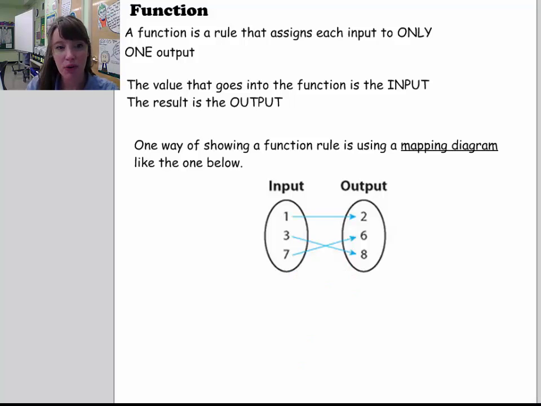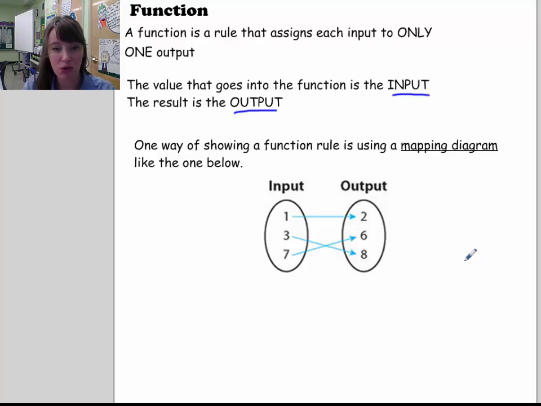Okay, so you might have heard this word before, and so let's define it formally. A function is just a rule, right? It's just a rule that, what we've been dealing with when we talk about equations. It's a rule that assigns to each input only one output, okay? So the value that goes into a function is called the input, and the value that results is called the output. And we're going to talk about this and clarify this a little bit more in the lesson today.